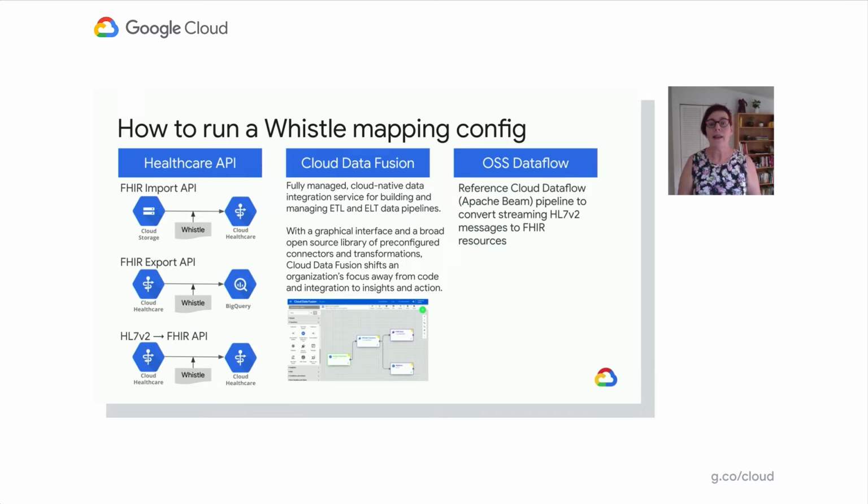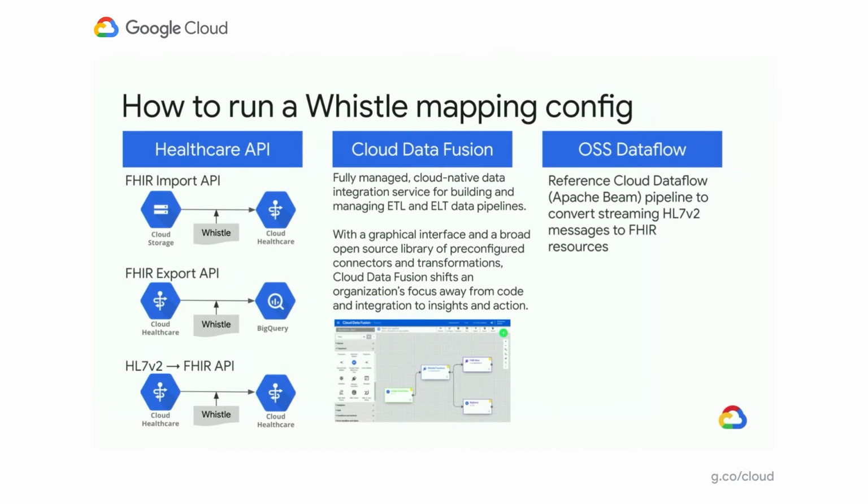The third way is an open sourced Cloud Dataflow pipeline that we launched earlier. This reference pipeline converts streaming HL7 version 2 messages into FHIR resources. And so that too is available on our GitHub repo.